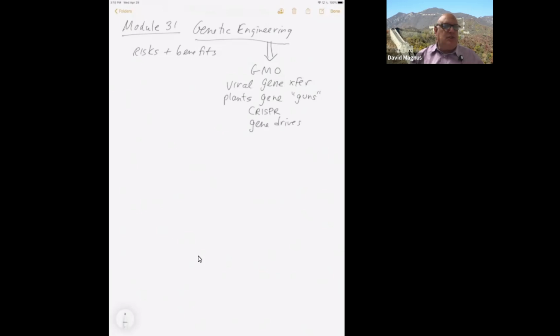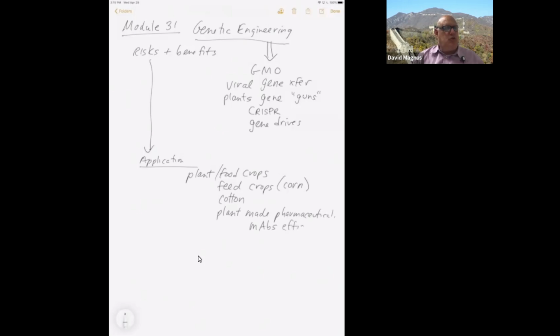What are the possible uses of this? Where are the areas of application? Genetic engineering of plant crops has been around for a long time, including food crops, feed crops like corn that's used for cows, cotton, and more exotic areas like plant-made pharmaceuticals, or PMPs. The idea would be to genetically engineer corn so that it produces human monoclonal antibodies, so you can get a cheaper, more efficient way of developing biologics or very expensive pharmaceuticals.